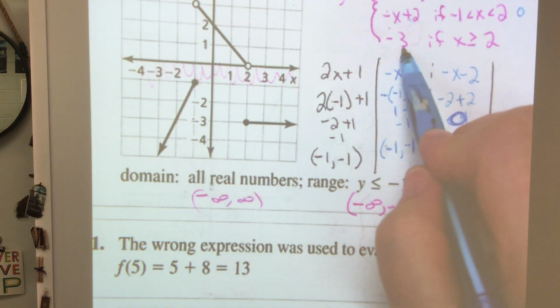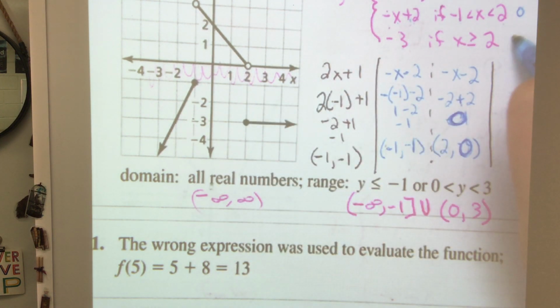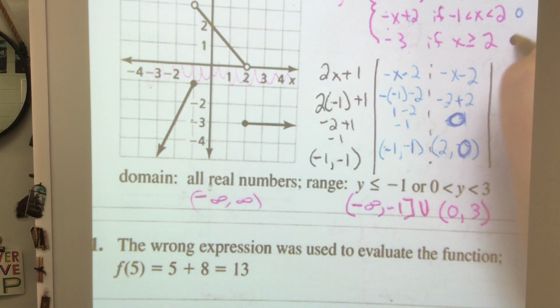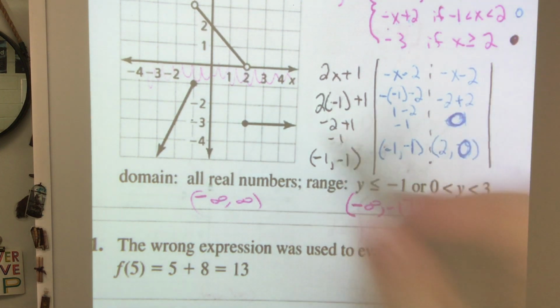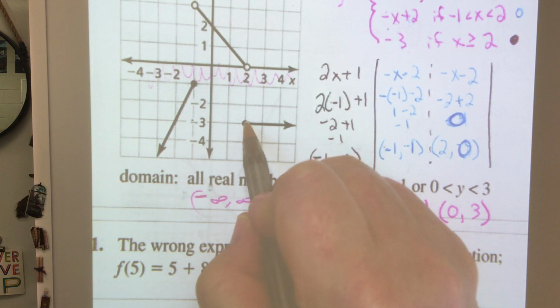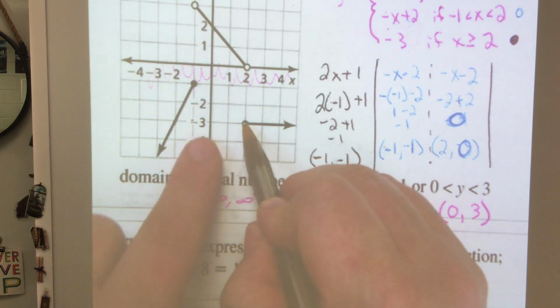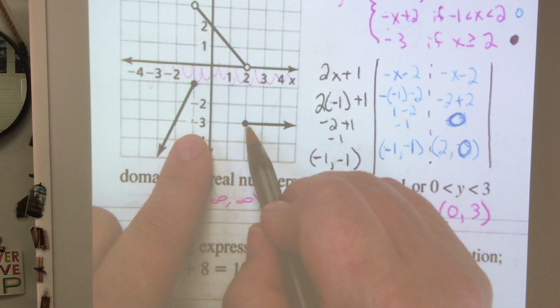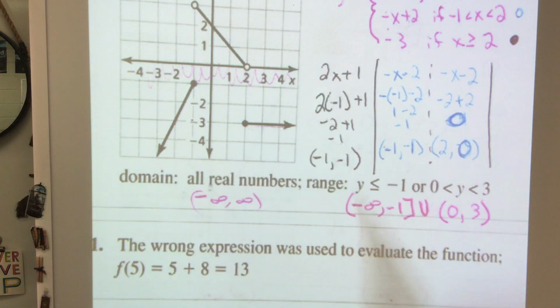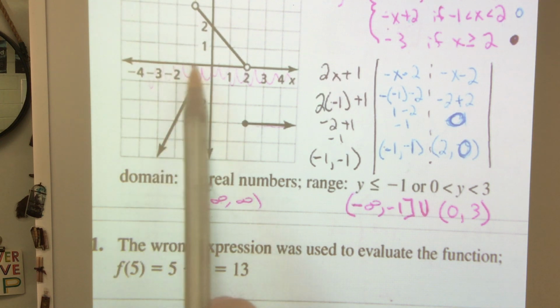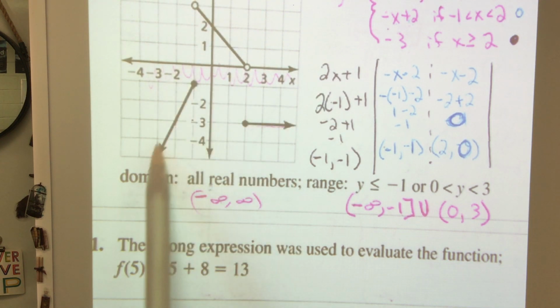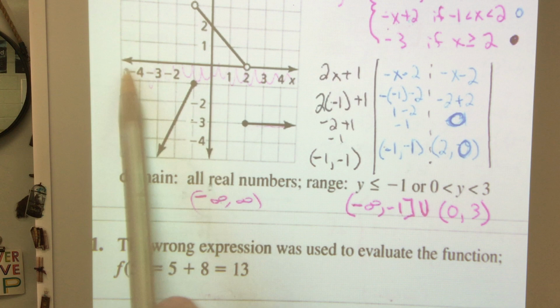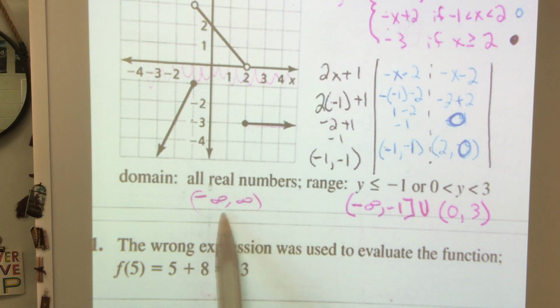And then this last one, it's greater than or equal to 2. Let me do that a different color. So that is a solid dot. And again, we have a solid dot at x equals 2, y equals -3, and there's my line. All real numbers from left to right, it hits every point. That's what I'm looking to see if the arrows go to -infinity and infinity, and it does. So it's all real numbers, -infinity to infinity.